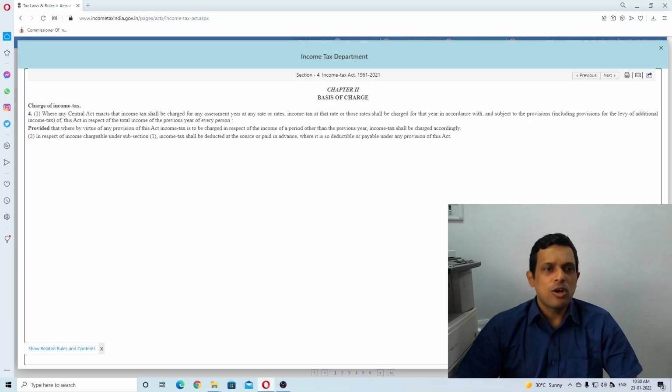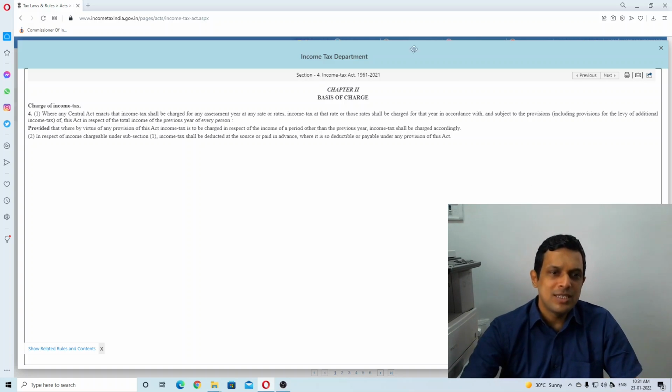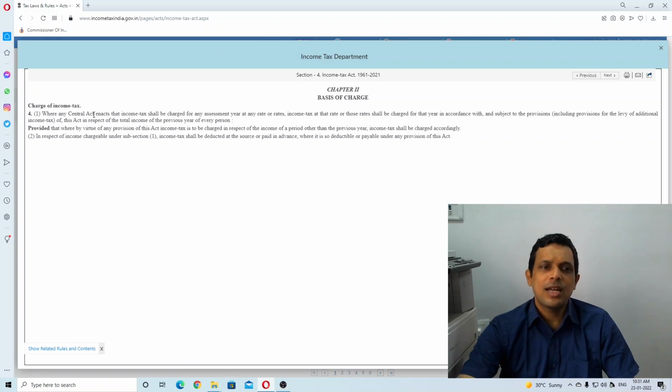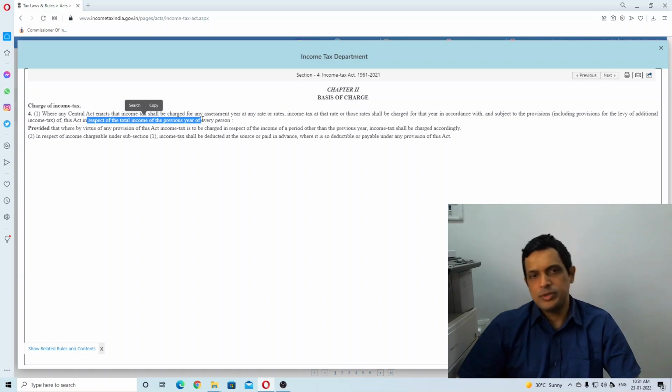Now, section 4 talks about the charge of income tax. As you can see, the Central Act enacts the income tax shall be charged for any assessment year, and you go on, you can see in respect of the total income of the previous year of every person. Now there are a couple of concepts to clarify here.